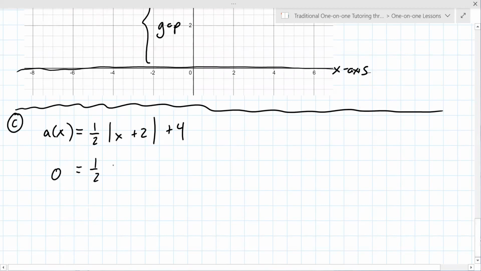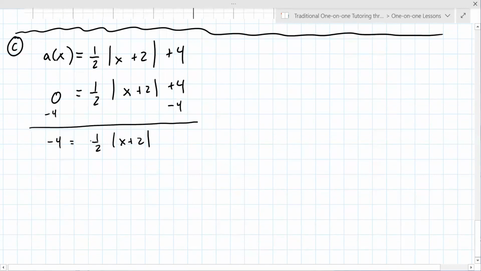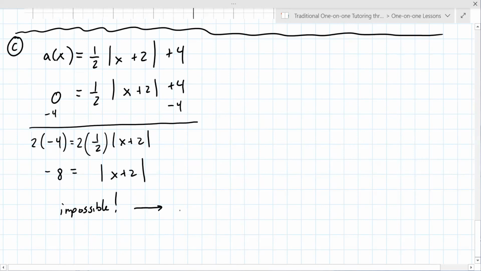So it's 1/2 absolute value x plus 2 plus 4. And then you subtract 4 from both sides. Minus 4 equals 1/2 absolute value x plus 2. And then you multiply both sides by 2. And this is where you stop and you say that this is impossible. And that also leads you to the fact that there are no x-intercepts.